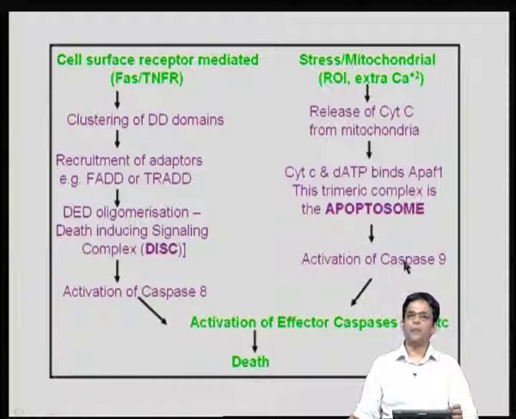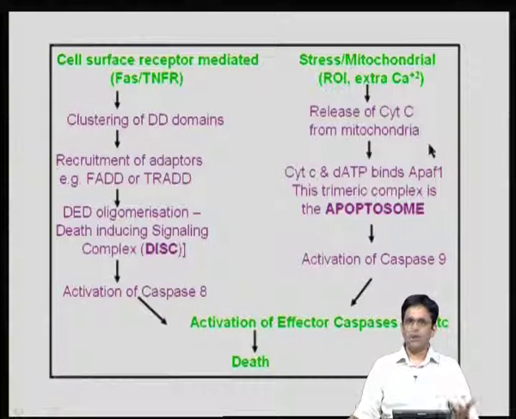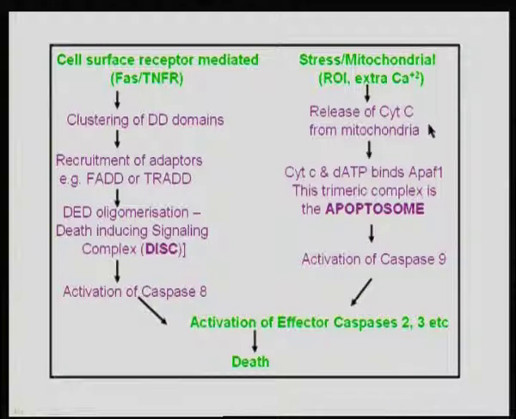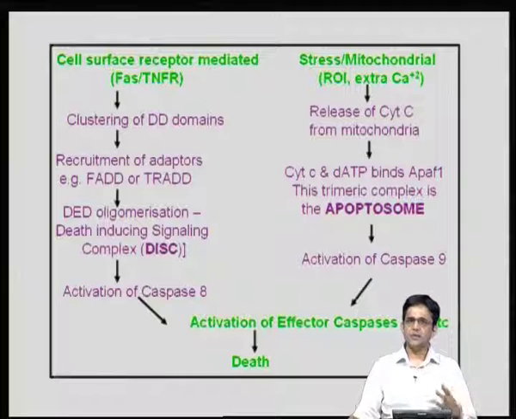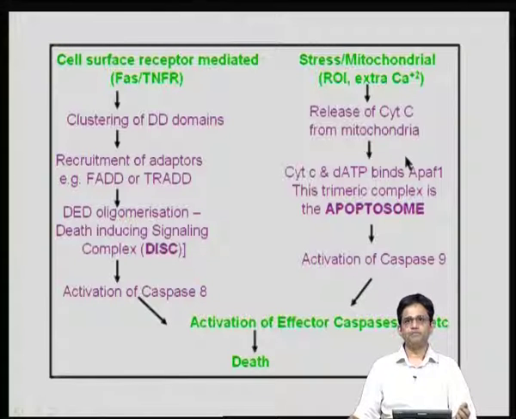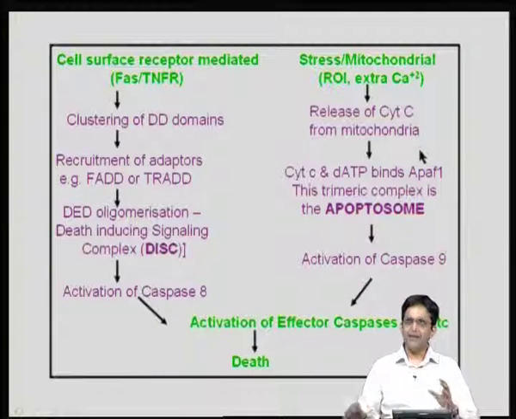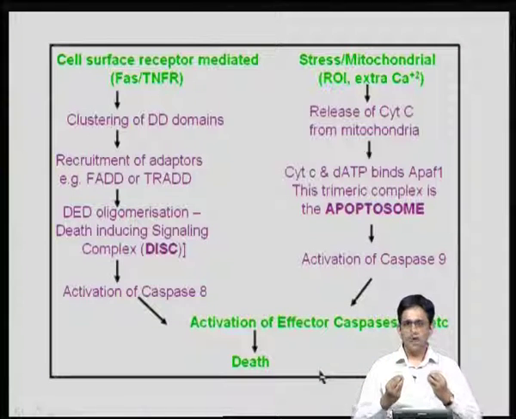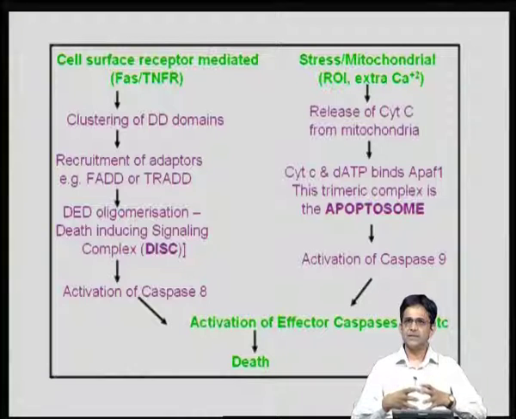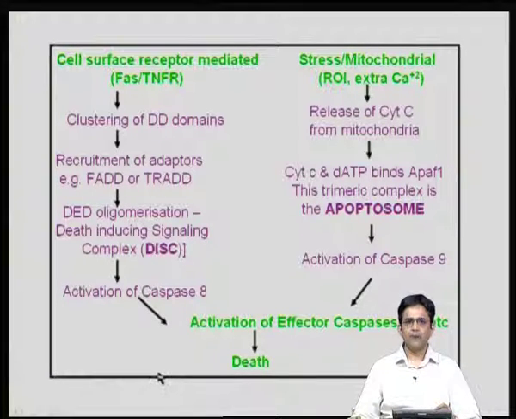The other pathway is the stress pathway or the mitochondrial pathway. Over here, because of endogenous stress or any other forms of stress, and high amounts of, let's say, calcium or reactive oxygen intermediates, you have release of cytochrome C from the mitochondria. What happens over here? Cytochrome C, with dATP, now binds to APAF1. And this trimeric complex is known as the apoptosome. Now, the apoptosome results in activation of caspase 9, and once you have this, you have activation again of the effector caspases resulting in cell death. So, you have two pathways where the final outcome is cell death, but there are two different pathways that are involved in this. Okay.